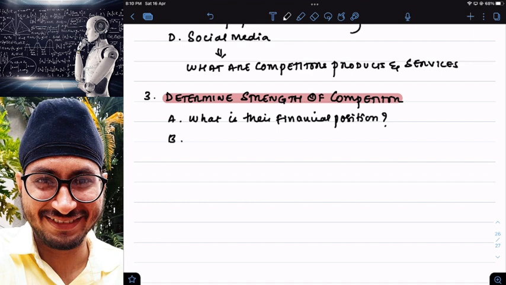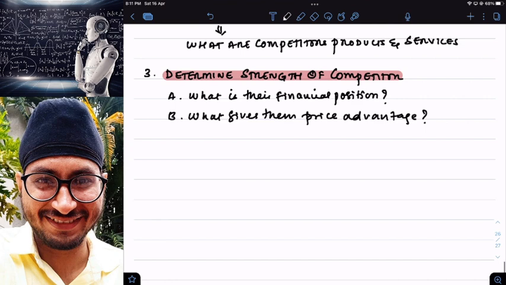Then I will also analyze what gives them price advantage. Clear? What gives them the price advantage means my competitor is able to sell a product at a lesser price than compared to me. Obviously, that's an advantage, right, for my competitor. But why are they getting that price advantage? How is it possible that they are getting this advantage?